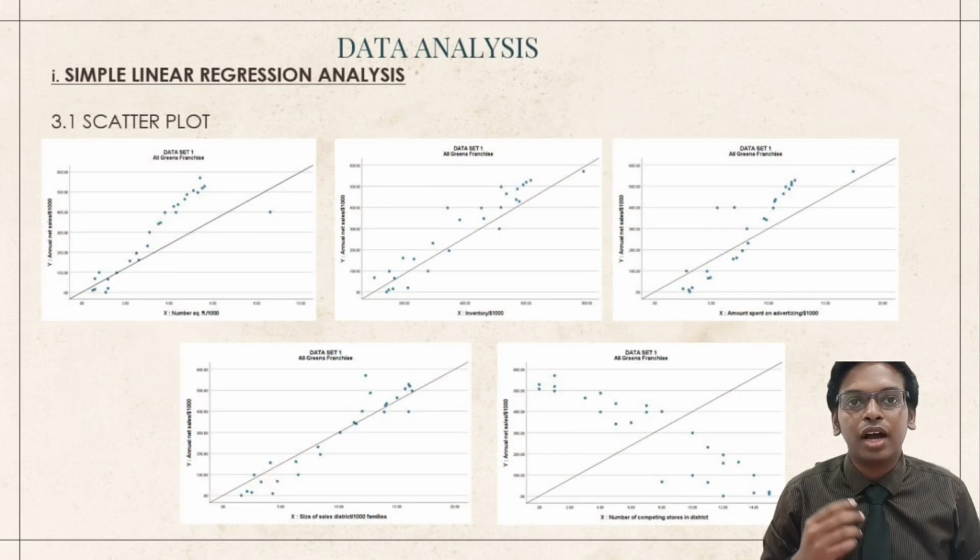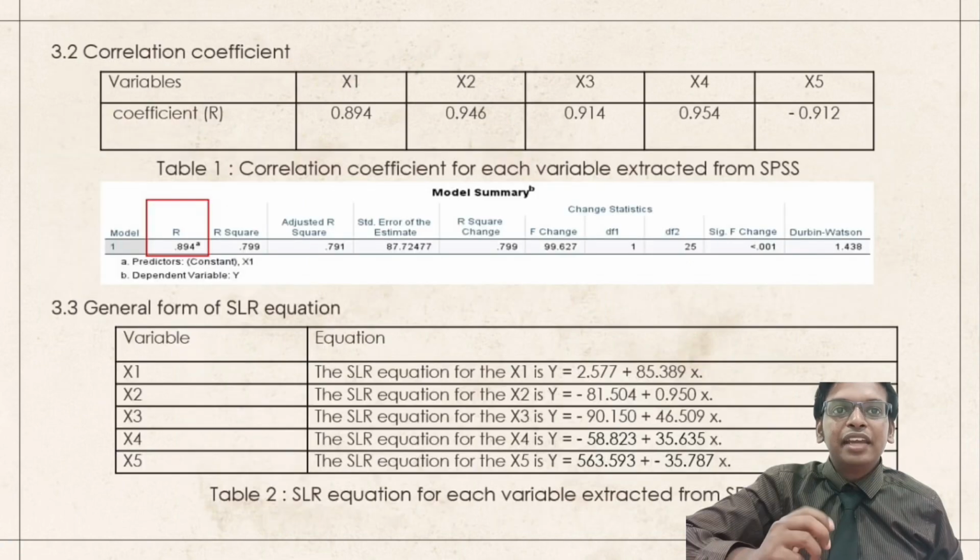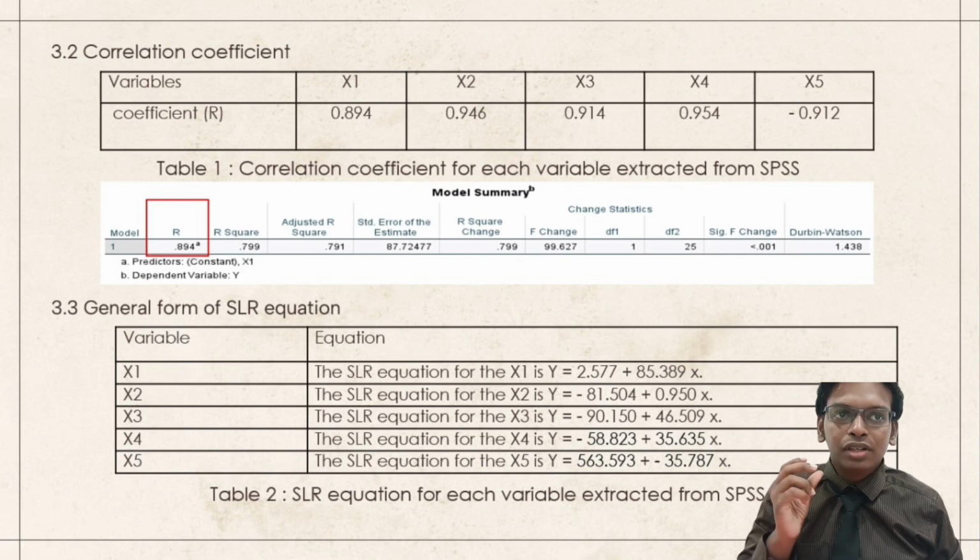I want to present about simple linear regression analysis. The scatter plot graph shows the linear relationship between each independent variable and the dependent variable. Secondly, table 1 shows that variable x4 has a strong linear relationship and the highest correlation coefficient compared to the other independent variables. However, variable x5 also has a strong linear relationship with variable y.